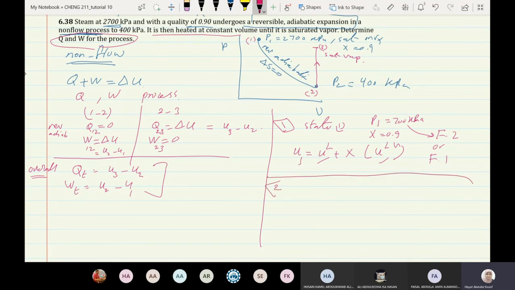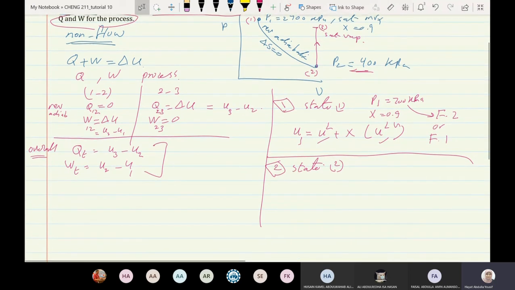Number 2, I need to find U2. So at state 2, how can I find U2? Somebody will say, Doctora, we don't know anything other than P2. Here is the point. Try to find the link between P2 or between state 2 and state 1. It's a reversible adiabatic, it's isentropic, then delta S is equal to 0. So S2 is equal to S1. And in this case, at P2 and S2, you can fully define the system. And because you can fully define the system, you can find U2.